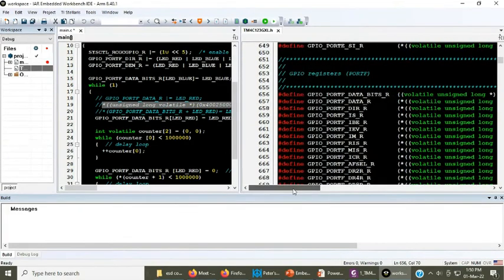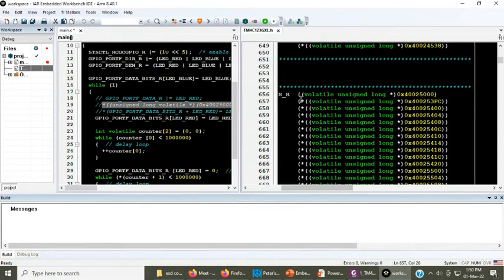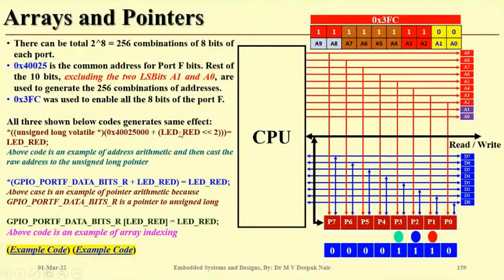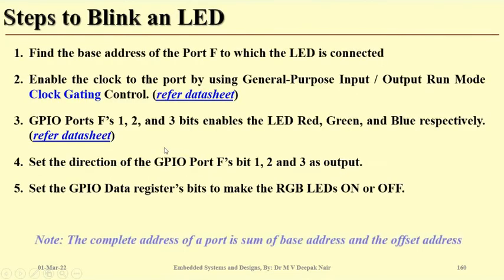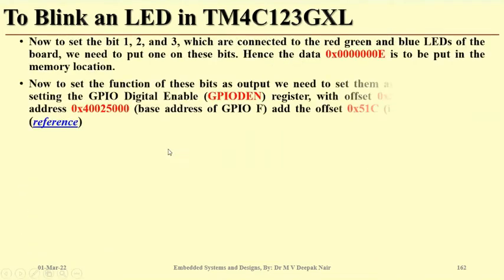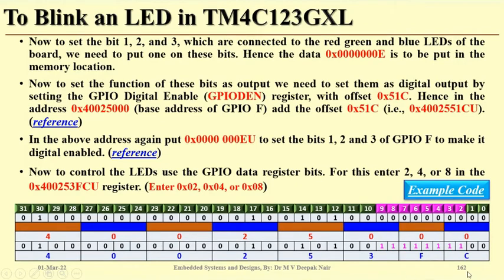Okay, so define GPIO port F data register. Then they are specifying the address of that particular data register. So here you see 400253FC. This is what we were discussing here, 53FC. So 400253FC is the address of port data register. This one, data register. Okay.